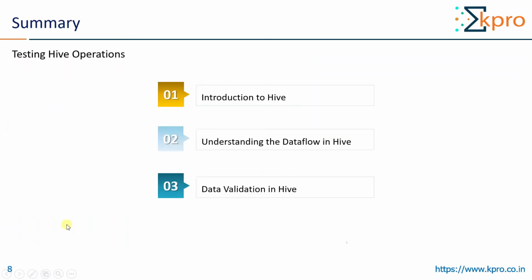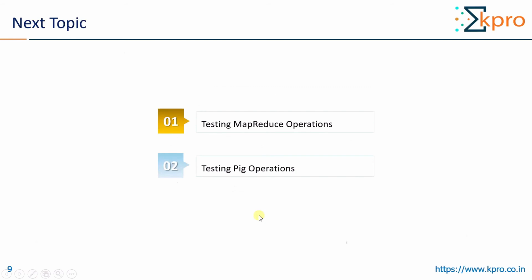Let me quickly summarize today's topic. Initially, I gave an introduction to Hive. Then we understood the data flow in Hive. Then finally, I explained data validation in Hive. Thank you for watching this video. In the next video, I will be explaining MapReduce operations testing and Pig operations.